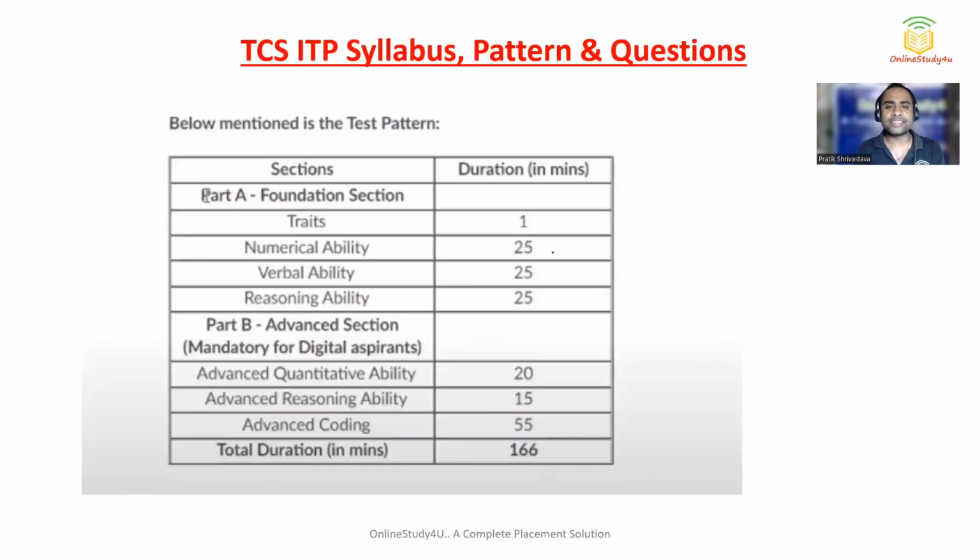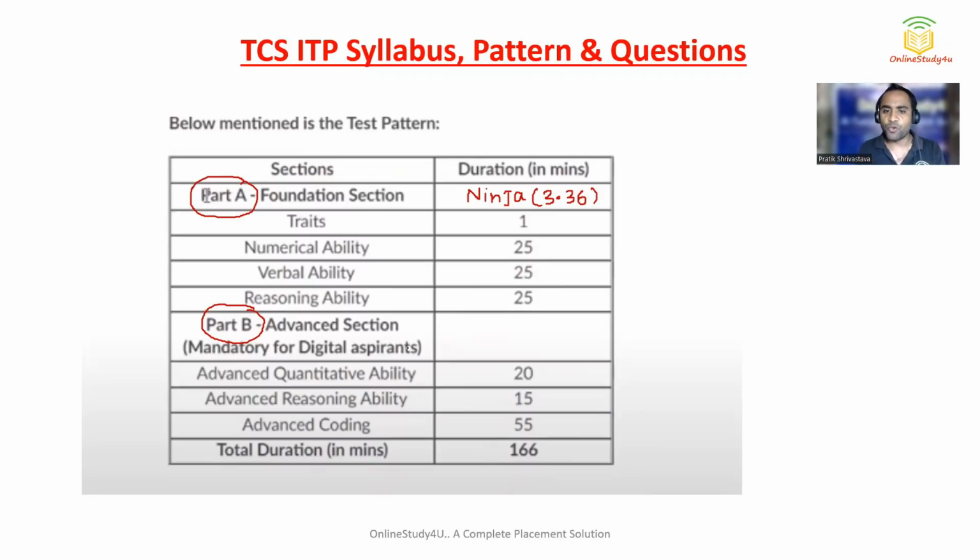So what is the test pattern? That we will see. So friends, there are two parts, part A and part B. So sir, what is part A? Part A is the foundation section. If you want to get selected for the Ninja role, and as I mentioned the package is 3.36 LPA, then you only have to write part A, the foundation section.